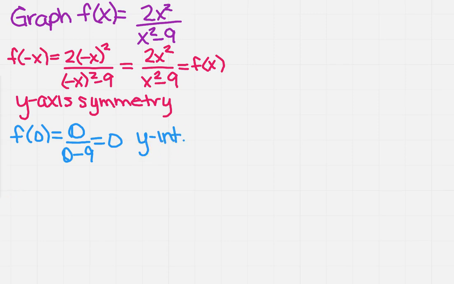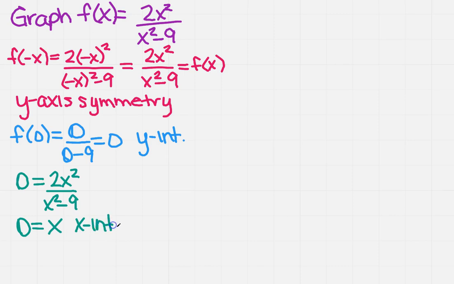Now, what if I want to find, let's say, an x-intercept? If I want to find an x-intercept, then y is going to be 0, so 0 equals 2x squared over x squared minus 9. But the denominator doesn't count because when I multiply through, it's not going to help me. So I'm going to get 0 equals x. And that's going to be your x-intercept.